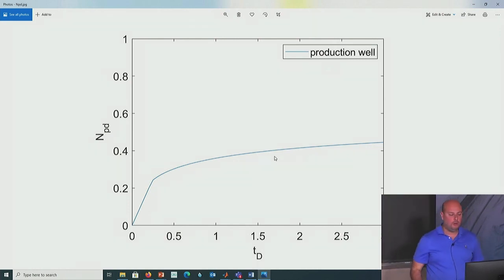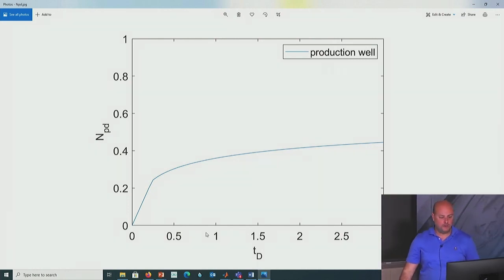So this is a typical dimensionless oil recovery versus dimensionless time. I only went to 3 pore volumes, dimensionless time of 3. Had I gone longer, then I would have recovered more oil. Importantly, this is a straight line. And it's a straight line that's actually a 45-degree angle.